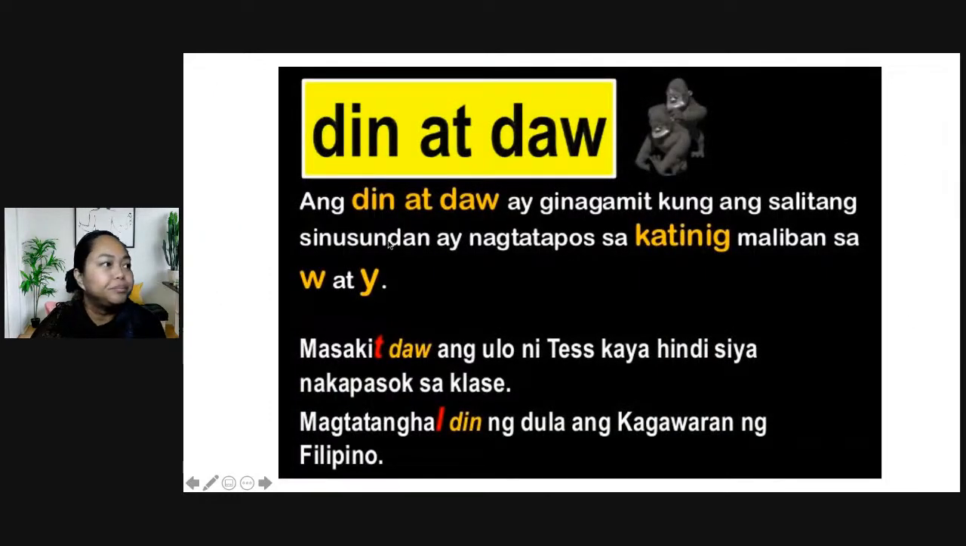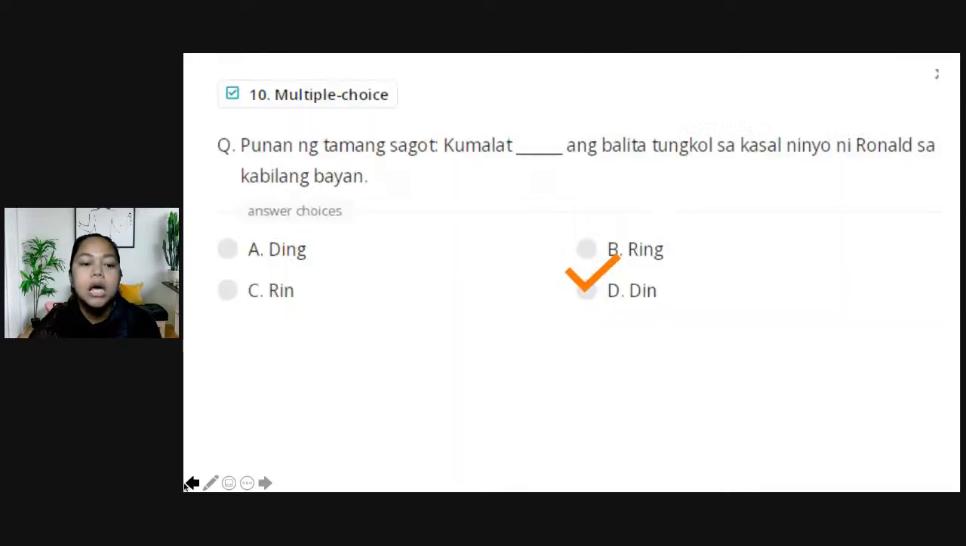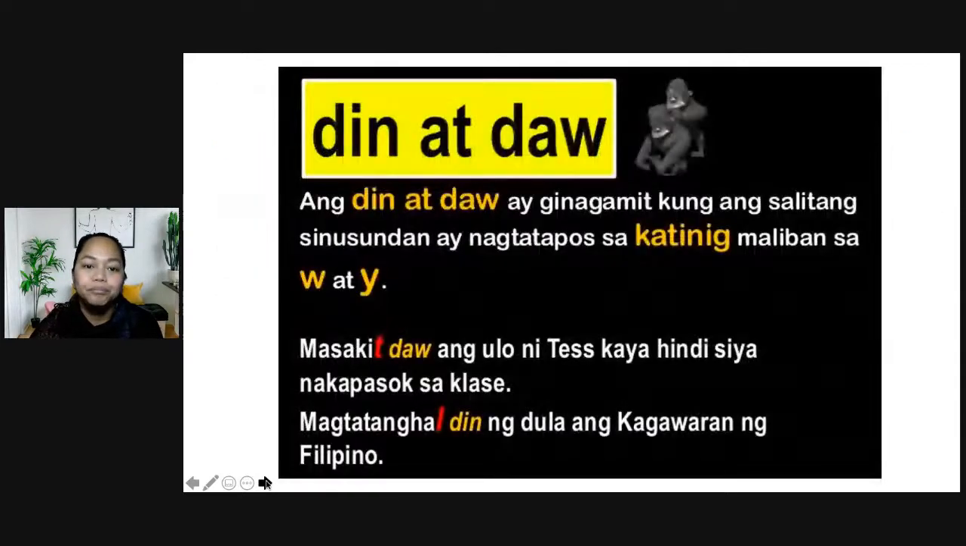Okay, let's take a look at your next slide. Ang din at daw, those that start with letter D, ay ginagamit kung ang salitang sinusundan ay nagtatapos sa katinig. So that means katinig mo, these are your consonants. Okay, maliban sa W at Y, no? So maliban lamang pag nagtatapos siya sa W at Y. So masakit daw ang ulo ni Tess kaya hindi siya nakapasok sa klase. Magtatanghal din ng dula ang kagawaran ng Filipino. So again, daw at din, ginagamit siya kung ang sinusundang salita ay nagtatapos sa katinig or consonant. Kung nagtatapos naman sa W or Y, at sa patinig, no, yung patinig mo a, e, i, o, u, kailangan mong gamitin ang rin at raw. Okay? So rin at raw naman pag ganun yung inyong choice. So dito sa ating question kasi kumalat, no? It ends with letter T and so we use din. Okay? So kumalat din.